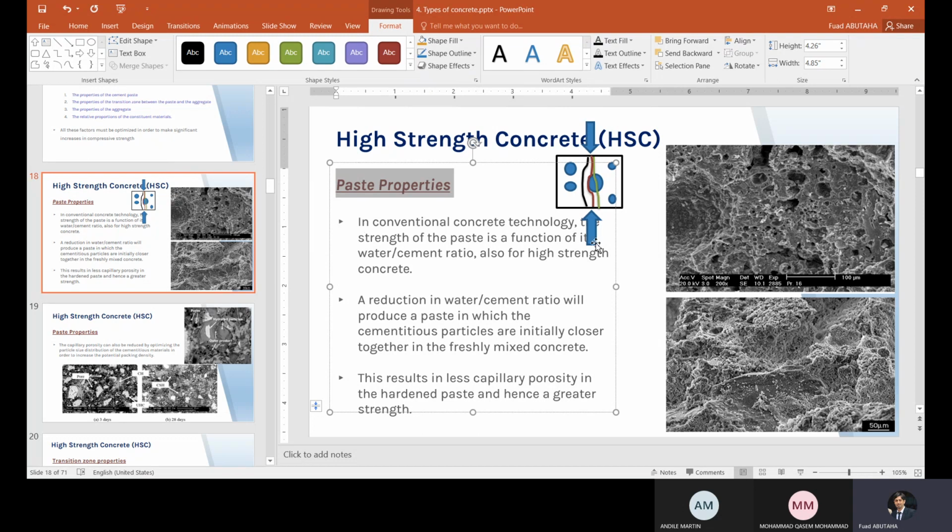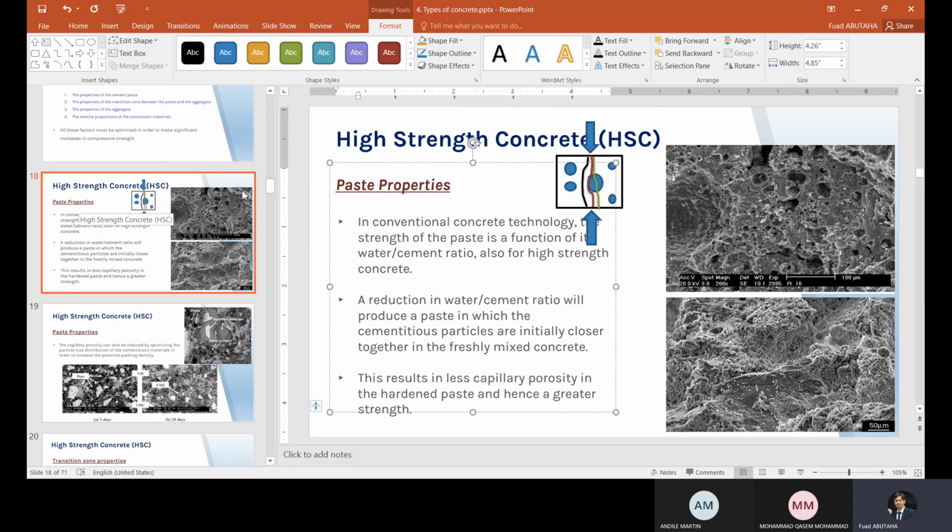In conventional concrete technology, the strength of the paste is a function of its water to cement ratio and hydration reaction. The lower the water content, the higher the strength of concrete, and the more compacted the concrete, the higher the strength. As we said before, one of the main parameters when you design high strength concrete is the water content and the water to cement ratio.